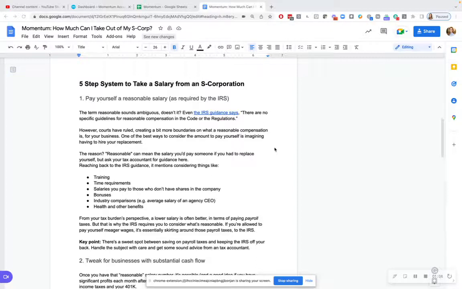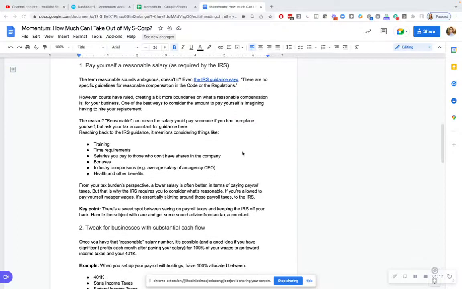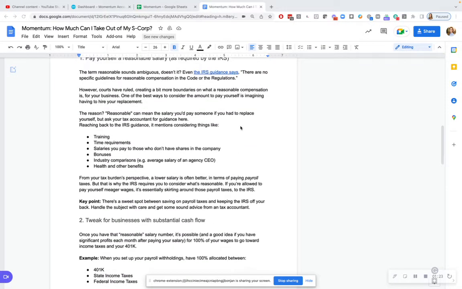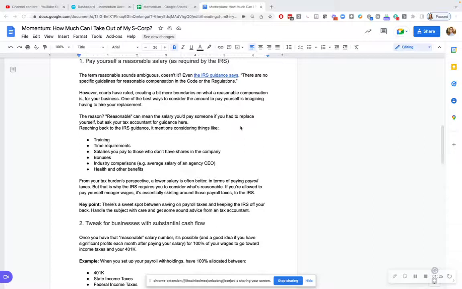So it is advantageous that you would take more out in distributions and less out in the form of wages. However, the IRS says, no, you need to pay yourself reasonable comp because they want those payroll taxes. So what is reasonable comp? Well, reasonable would be, for example, if you had to replace you, what would you pay yourself? So there is a sweet spot between keeping the IRS happy and minimizing taxes for you. My recommendation would be figure that out with your tax accountant, set a salary for yourself, and just run that through payroll.